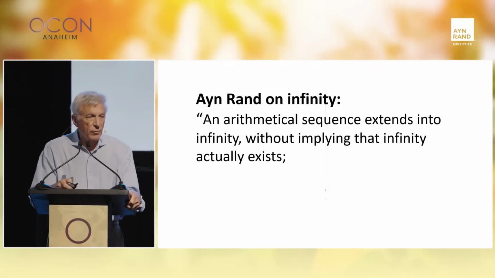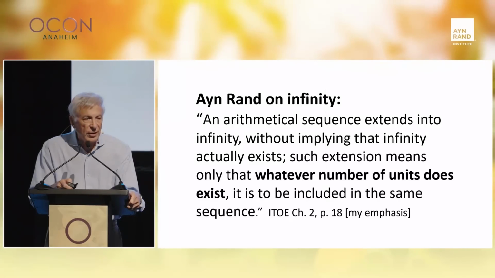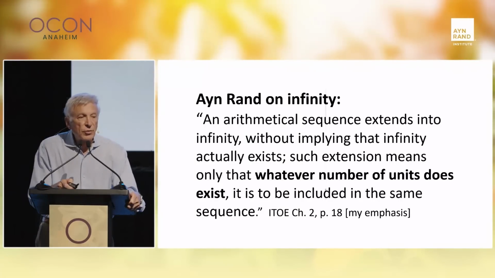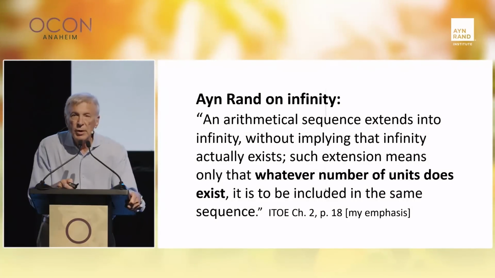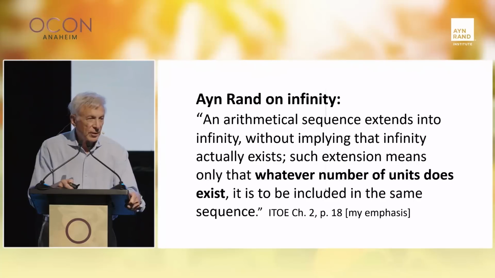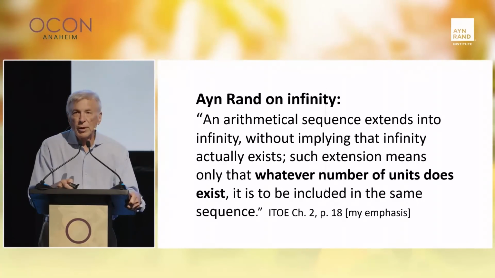Here's what Ayn Rand said on infinity. An arithmetical sequence extends into infinity without implying that infinity actually exists. Such extension means only that whatever number of units does exist, whatever finite number of units does exist, it is to be included in the same sequence. So when we count the last thing, that'll be the last number. Now, thing doesn't necessarily mean entity there. It could be combinations. But there's only so many of anything.